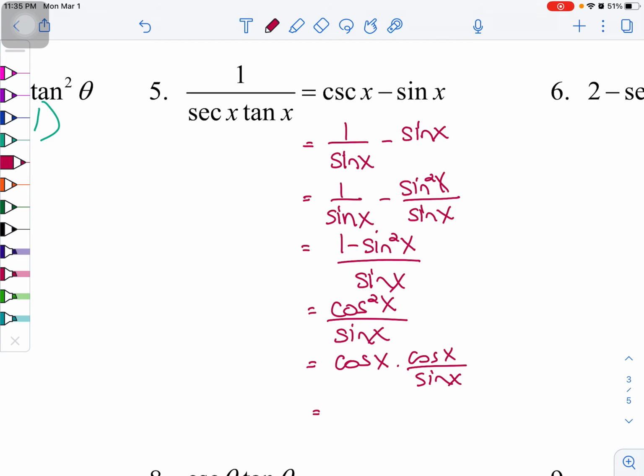Okay, so cosine of x is really 1 over secant of x, and then cosine over sine is cotangent, and cotangent is 1 over tangent of x. It took me a while to get there, but I finally got there.